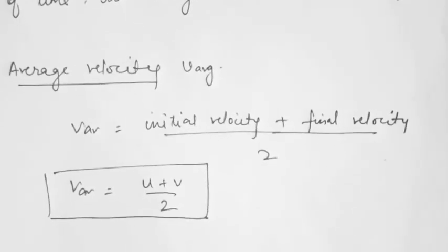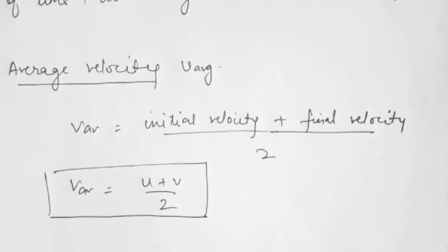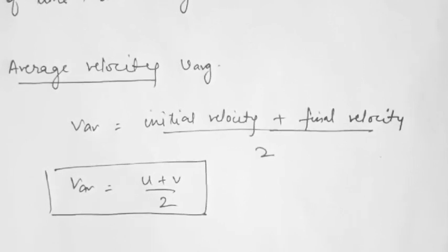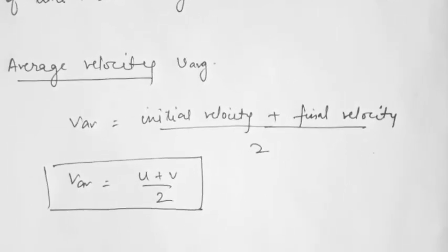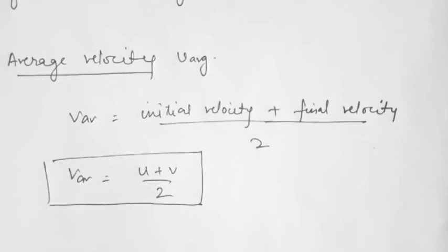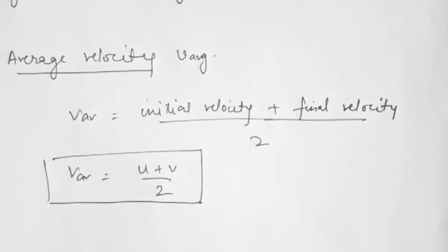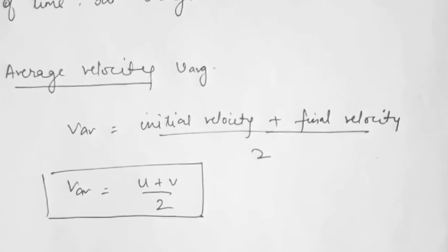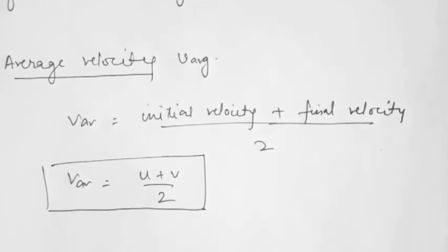The formula for average velocity is a little bit different. It is not like the total distance upon total time taken. Here we take initial velocity plus final velocity and we divide by 2. Always remember that initial velocity is represented by u and final velocity is represented by v. So average velocity is (u plus v) upon 2.